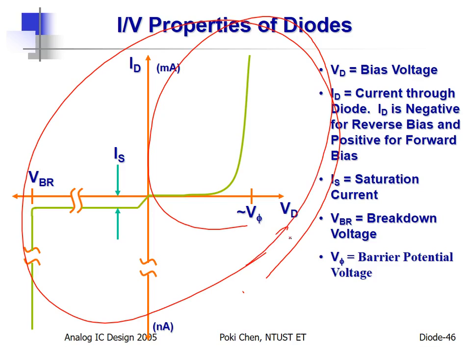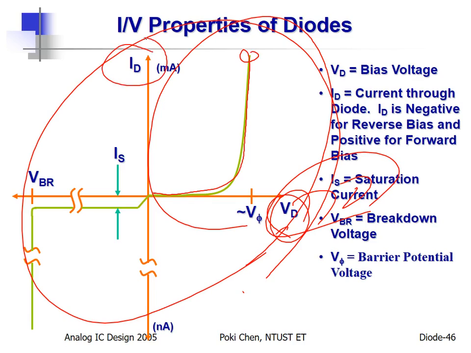For forward bias, VD is positive. Right? The total number of carriers can be pushed to the other side. It's exponentially increased. So your ID, right now, sorry for that, ID right now is the total current. It's not the diffusion current, no. The total current will be increased substantially for forward bias.